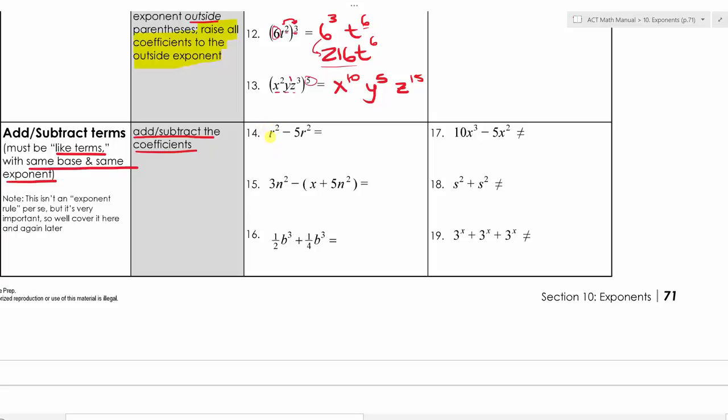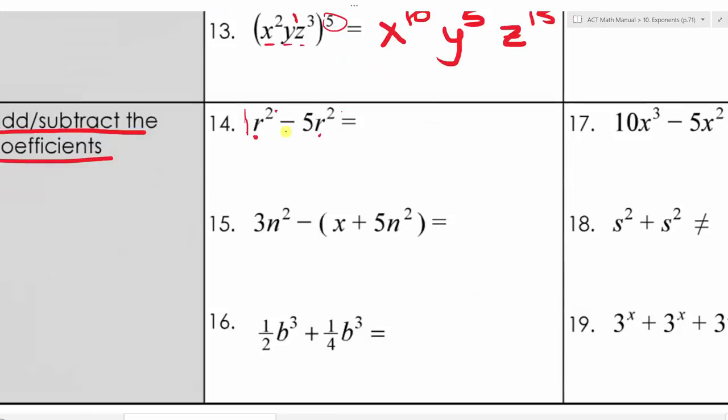So in example 14, do we have like terms? Yes, we do. We have a base of r, exponent of 2, base of r, exponent of 2. These are like terms. Keep in mind that when we just have an r squared bare like that, there is an unwritten coefficient of 1 in front of the r squared. So this is 1r squared minus 5r squareds. So if you take 5 r squareds away from 1r squared, you are left with negative 4r squareds. You're 4r squareds in the hole.